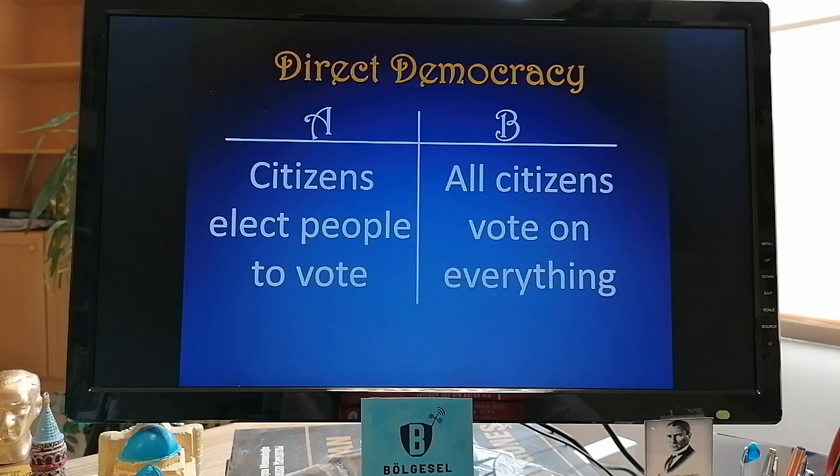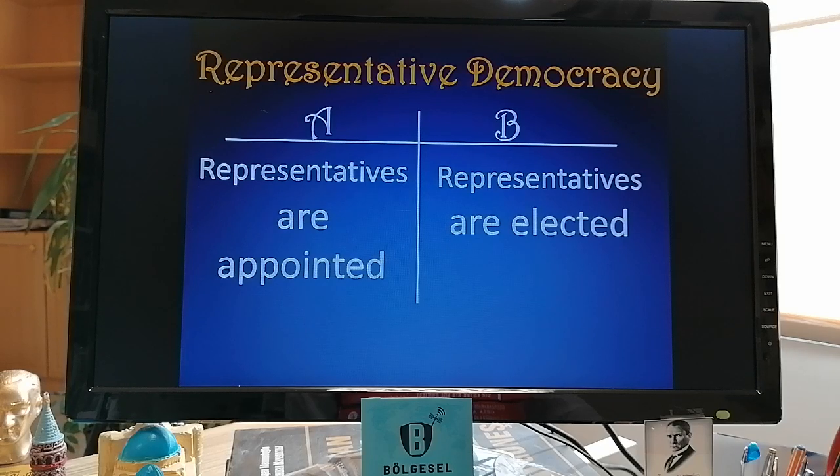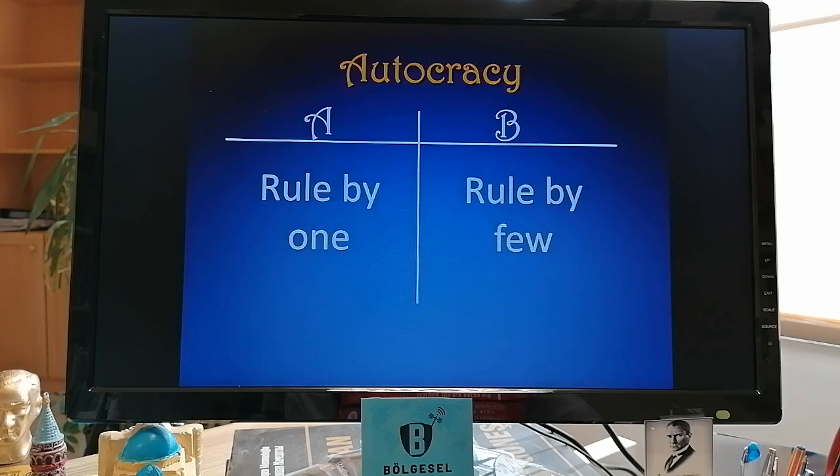How about direct democracy? It is A, citizens elect people to vote, or it is B, all citizens vote on everything. What do you say? I know you know the answer too. Of course, it's B, all citizens vote on everything. How about representative democracy? On the contrary, A, representatives are appointed, B, representatives are elected. Definitely, representatives are elected in this kind of democracy, guys. How about autocracy? It is A, rule by one, or B, rule by few. The answer is, of course, rule by one.